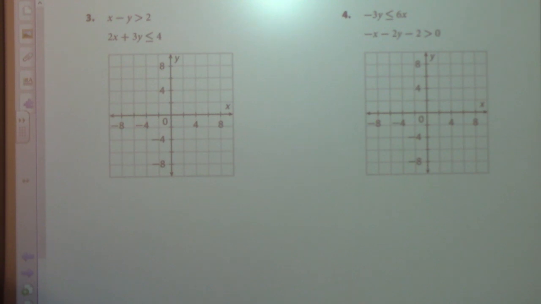For that, I want one of you to help me change that to slope-intercept form. And that person we're going to call on is Carly. So Carly, how are we going to change that top one to slope-intercept form? Because we got x minus 2 is not equal to and greater than 2. So I'm going to just rewrite this. x minus 2 minus y is not equal to and greater than 2. How do we change this to slope-intercept form? Get y by itself.